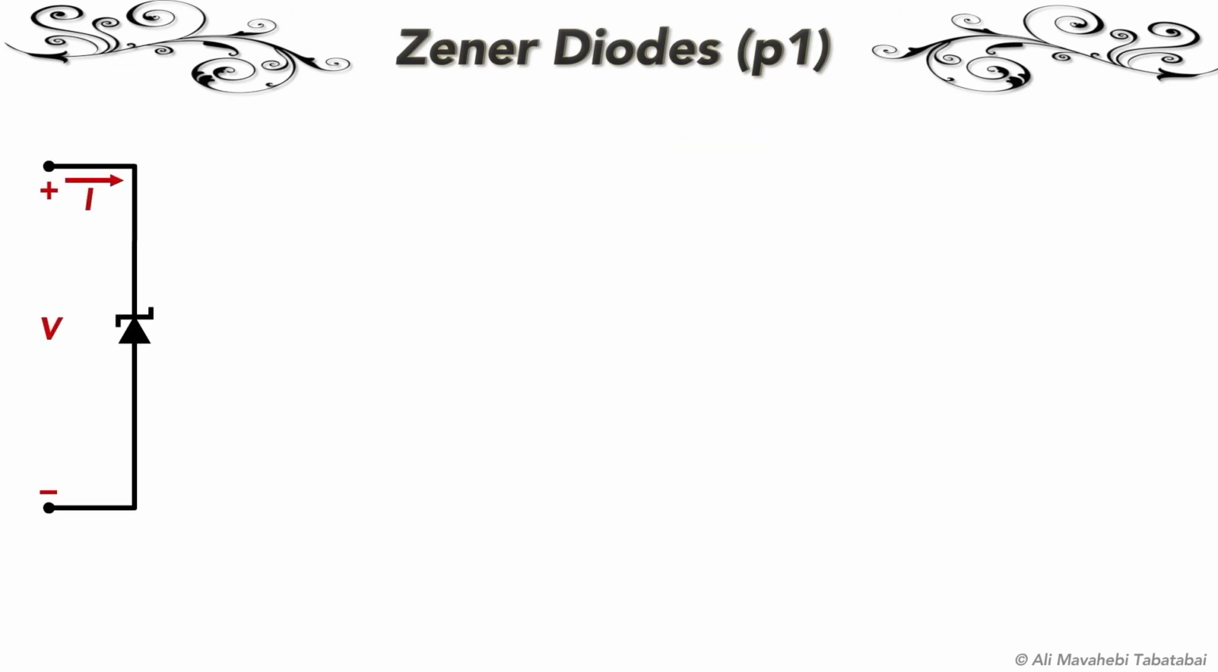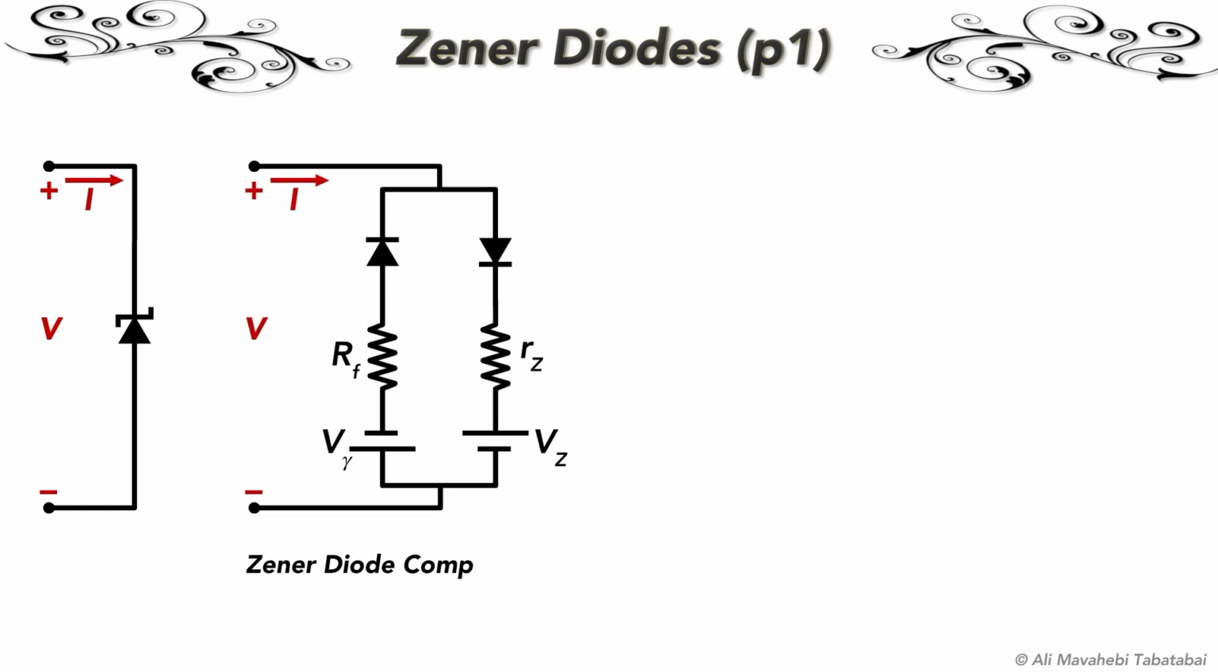So the complete model for Zener diode will be like this. And since Zener diodes are used in the breakdown region, I only focus on this region and simplify the model to this one.